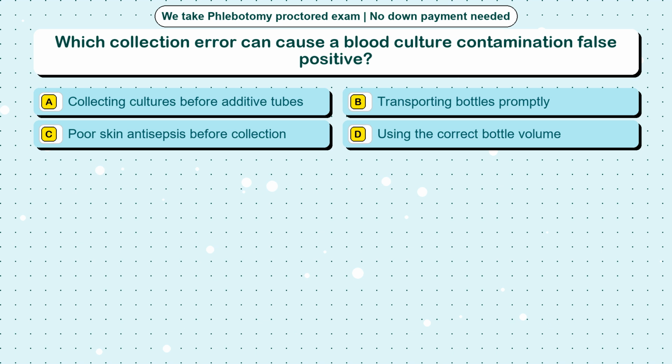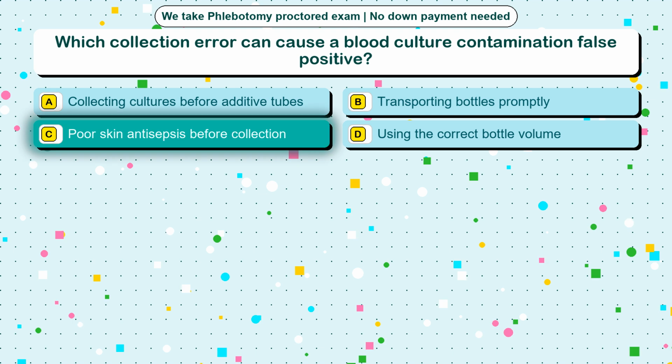Question 3. Which collection error can cause a blood culture contamination false positive? Option A. Collecting cultures before additive tubes. Option B. Transporting bottles promptly. Option C. Poor skin antisepsis before collection. Option D. Using the correct bottle volume.